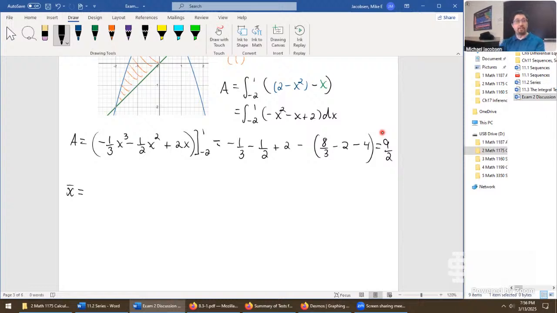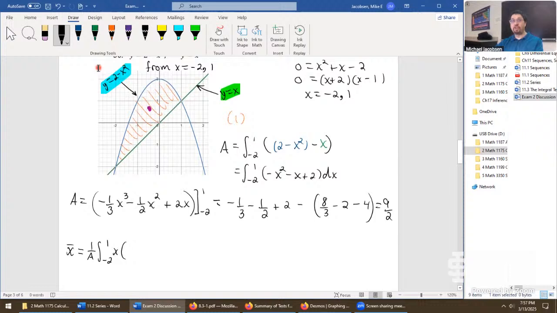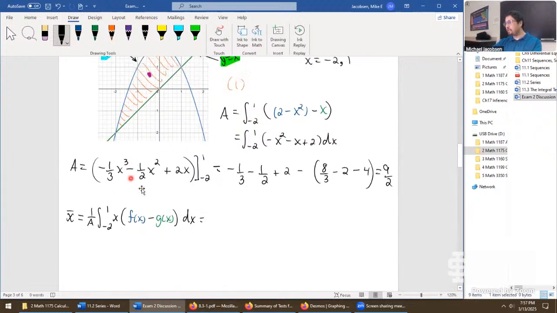Next step, x bar. First thing you'd want to do is just write down the formula, especially when you're studying this. It's reciprocal of area, integrate from -2 to 1, x, and ordinarily it'd be f of x, but this is a harder question. There's two functions now. This is the f of x function, g of x function, writing that in since the formula is indicated this way, f of x minus g of x, dx.